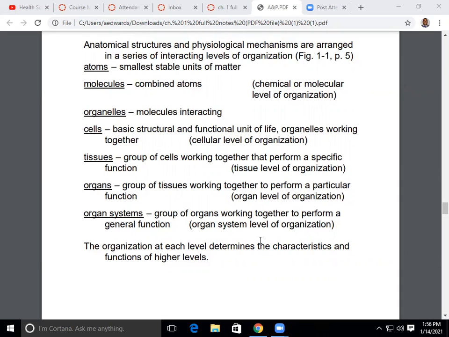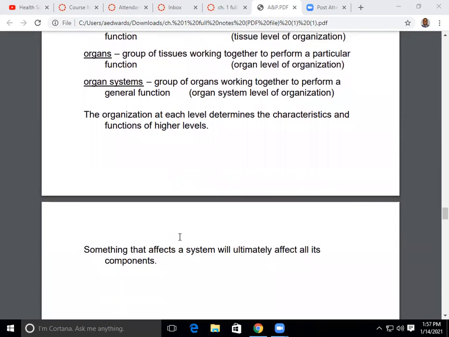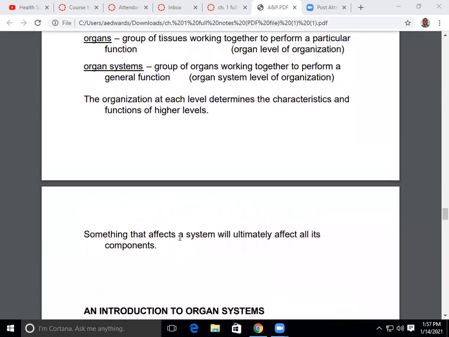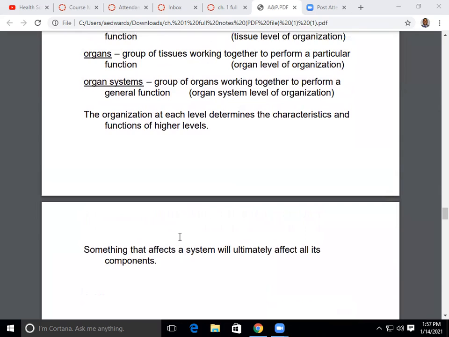All right. And again, structure determines function. So the organization at each level is determining your characteristics and your functions at the levels above it, okay? Because everything builds on itself, right? So if you have something that's affecting the system, it affects the components of that system. So if there's something going on at the heart, it's going to affect other parts of the cardiovascular system, right? Something happens at the kidneys, it's going to affect other parts of the urinary system, okay?